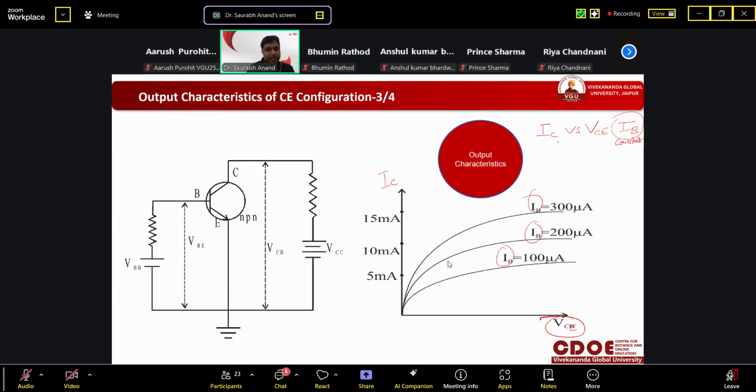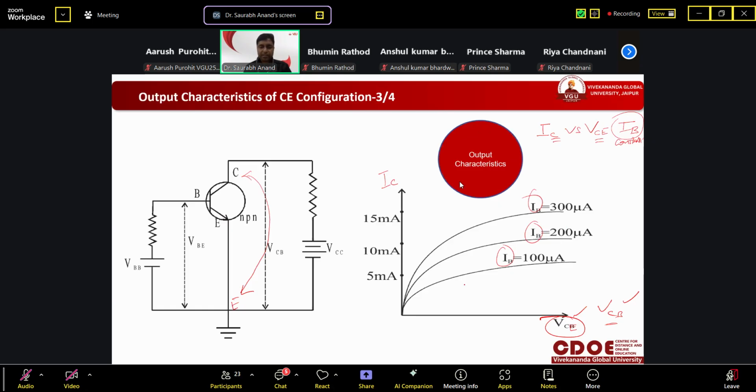If you don't understand this case of CE, then everything will be wrong. Here it was written VCB, but if you don't know, you will consider this as correct. But if you have the logic and have understood properly, then you will say, sir, in place of B, it should be E. How can it be VCB? Because if this is the E terminal, then it cannot be B, right? So output is between collector and emitter, so it should be VCE.